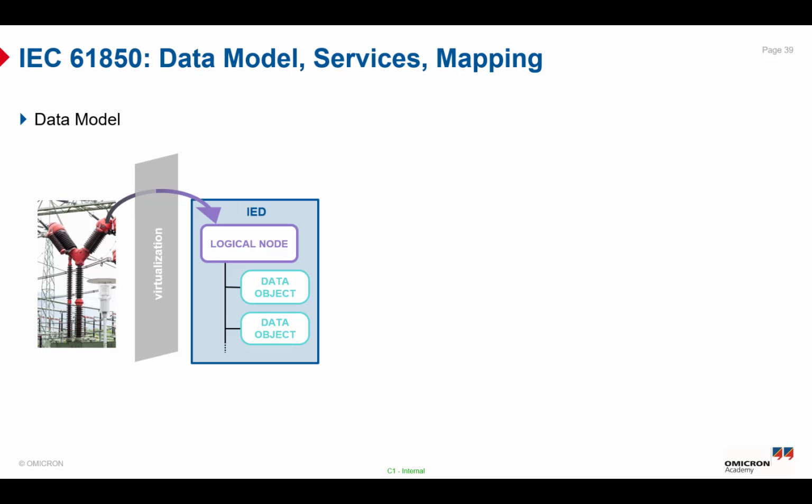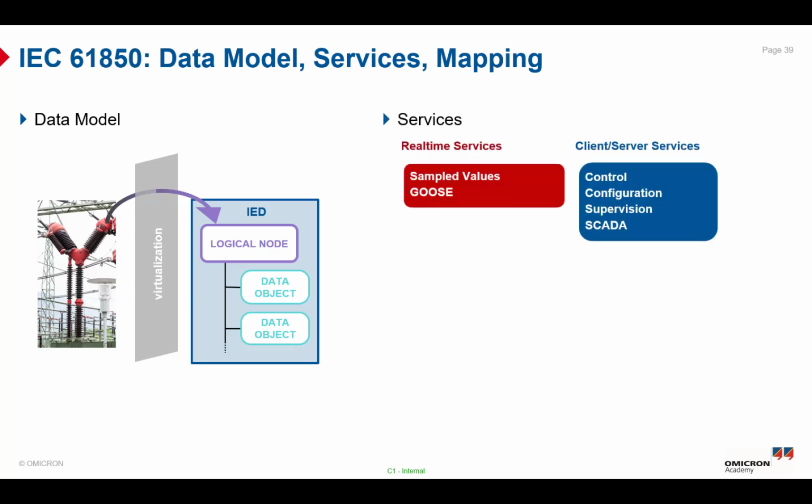So in summary, we have the logical devices, LD, and we have the logical node, LN, such as the PTOC. Also, we have data objects such as STR for the starting overcurrent detection. We have data attributes for the start value, quality, timestamp, and so on.